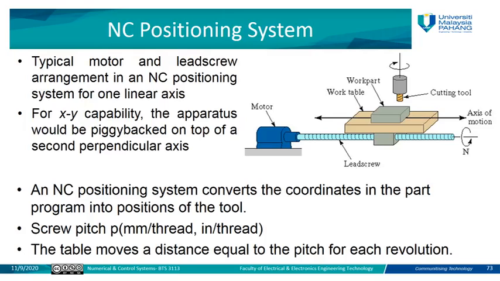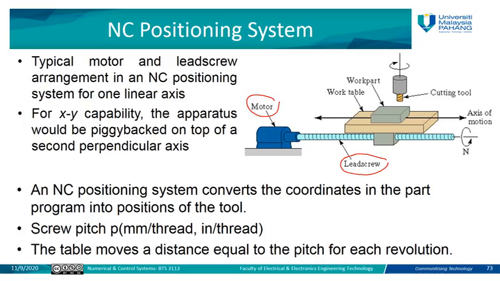So in this video we are going to talk about this type of loop control, which is open loop and closed loop. But before we go for that, we need to know that usually the typical motor, along with the lead screw, are used like one arrangement or interconnected system in order to move the work part or the work table along the axis of motion.